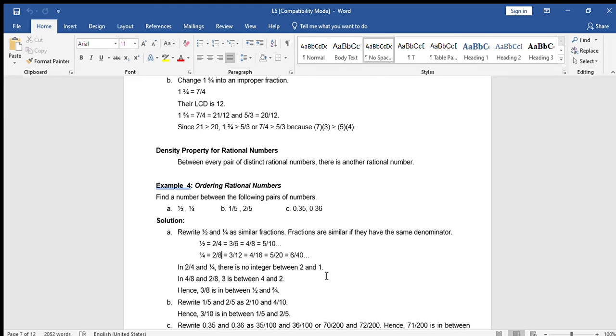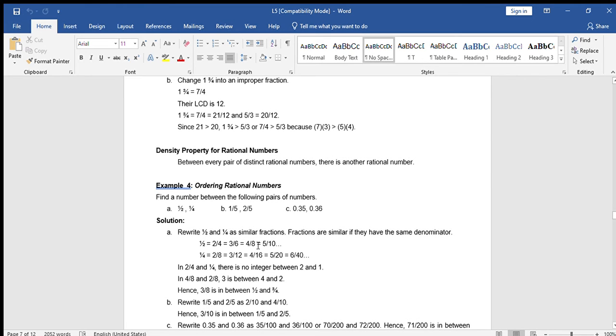Again, if we say 2 over 4 and 1 over 4, there is no integer between 2 and 1. The numerators are just 2 and 1. Do we find an integer between 2 and 1? None, right? There are decimals, but no integers between 2 and 1.